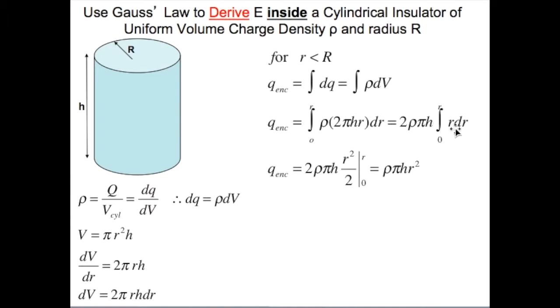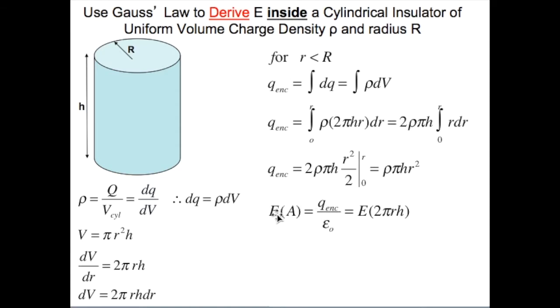And since it's integral r dr, we end up with r squared over 2, substituting r. And so the 2's cancel out, it just becomes rho pi h r squared. This is how we find Q enclosed. Right? Q enclosed is important in Gauss's law because we're going to plug that in here. So EA is Q enclosed over epsilon naught.